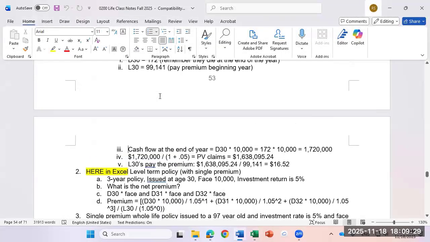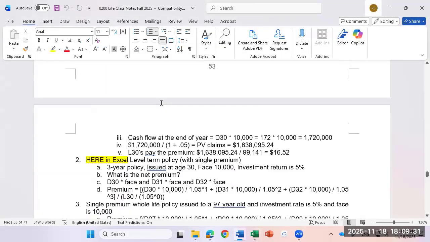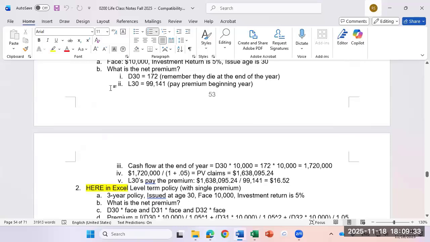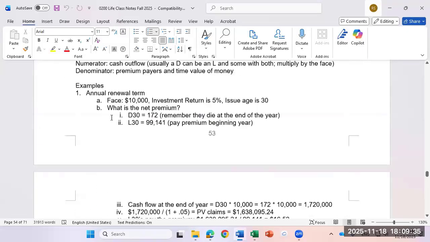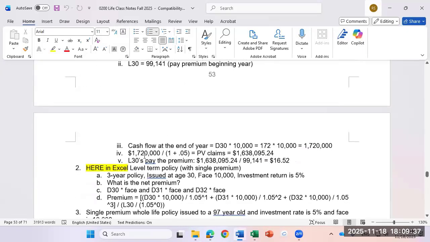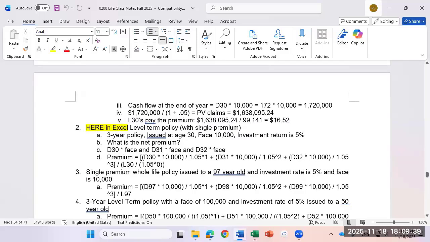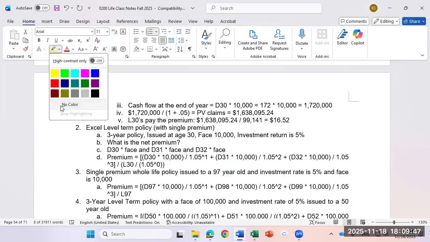All right, so last class we did some problems you won't see in real life. I won't give you any renewable term. I won't give you a level term with a single premium, but it's a good way to get started. And then we'll do some that are more likely.